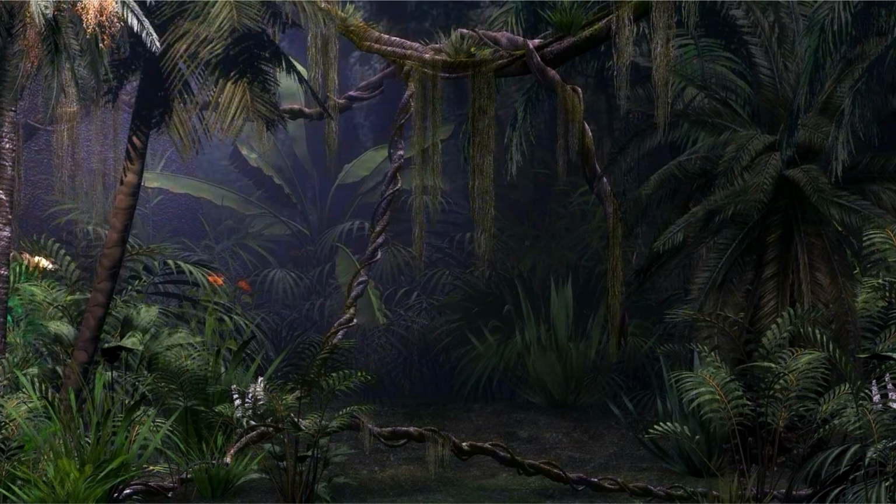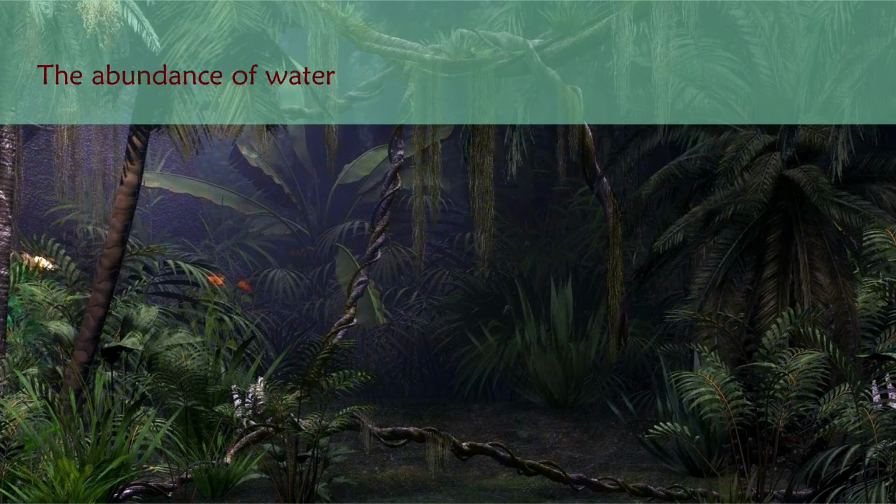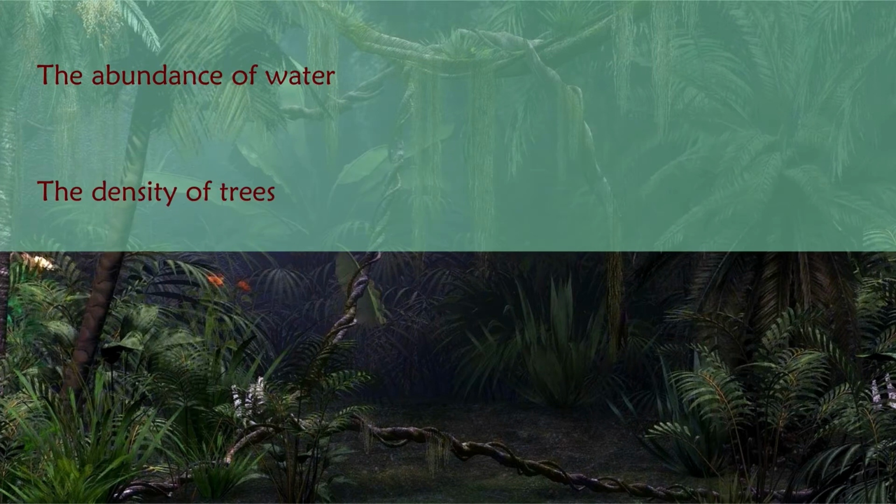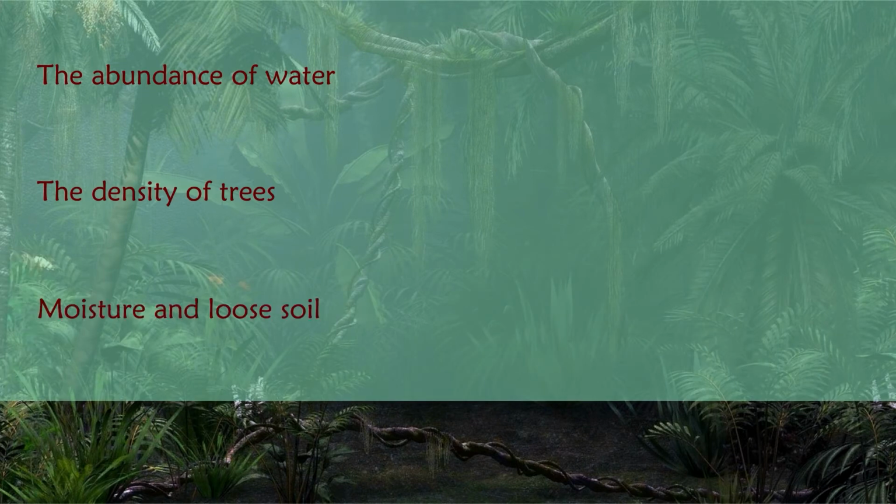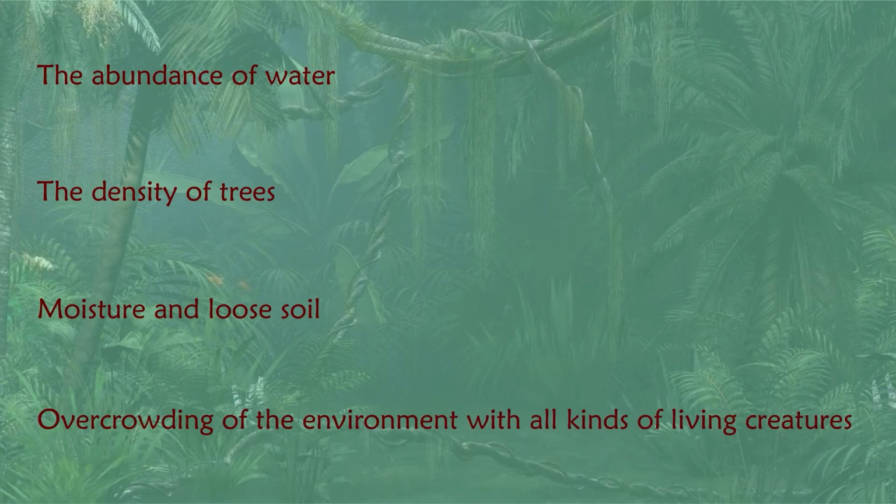Tropical rainforests are characterized by several features in general. The abundance of water due to the rainfall throughout the year. The density of trees, which makes it difficult for sunlight to penetrate into the forests. Moisture and loose soil as a result of heavy rains forming many ponds and swamps. Overcrowding of the environment with all kinds of living creatures such as insects, plants, reptiles, birds, predatory animals, etc.